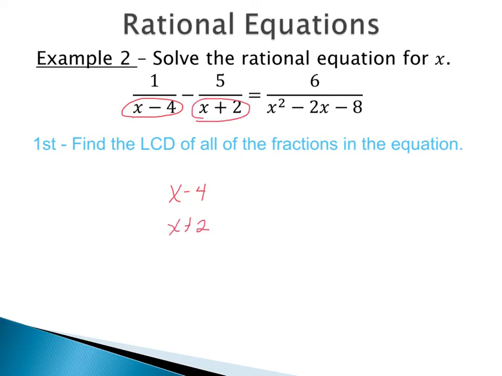That's going to stay. But our last denominator, this x squared minus 2x minus 8, I can factor that. So we would find what multiplies to the last and adds to the middle. We want what multiplies to negative 8 and adds to negative 2, which would be a negative 4 and a positive 2, which means that we can factor this into x minus 4 and x plus 2.